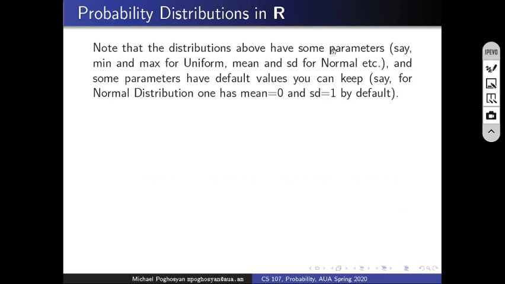Here I have something about the parameters of those distributions. All distributions have some parameters, and in R, the parameters have some default values. If we are not writing any values, then defaults are used. So, say the normal distribution has 2 parameters, the mean and standard deviation, and by default R takes the mean to be 0 and the standard deviation to be 1.